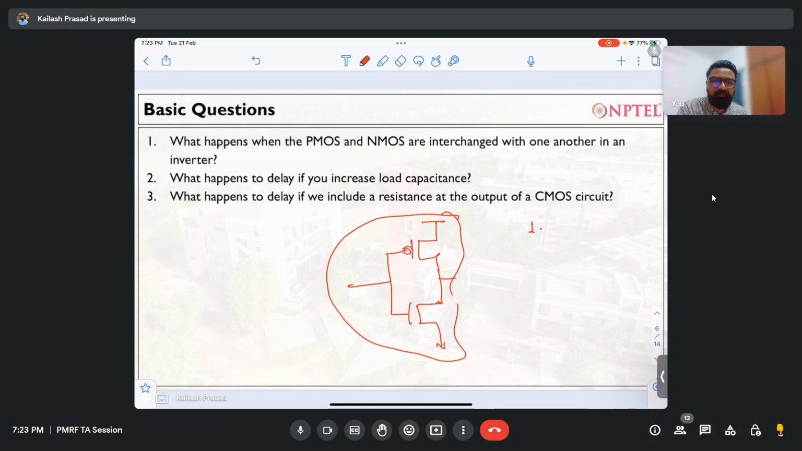By changing the width of the MOS. Should I increase or decrease W? To decrease the load, decrease W. Okay, you are saying that W should be decreased. Any other way by which we can reduce the delay?